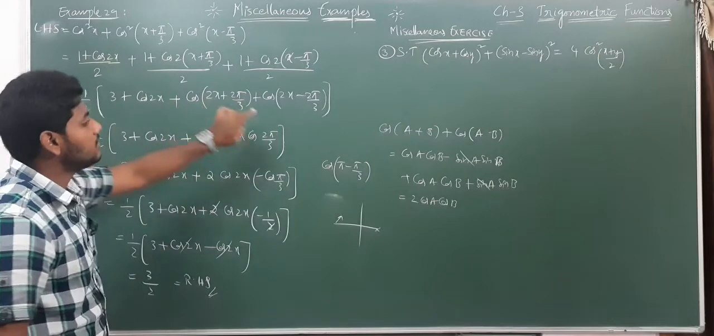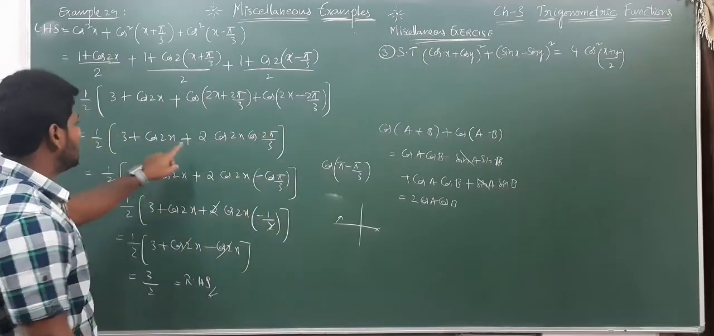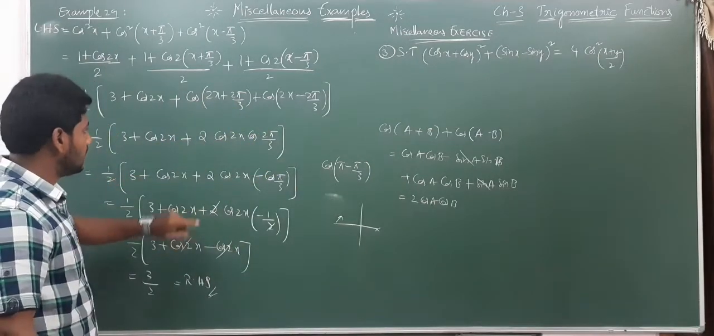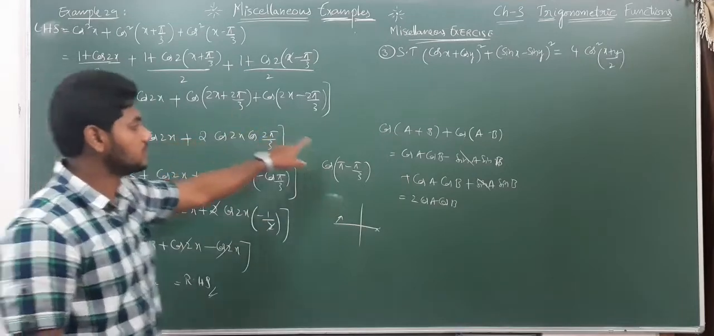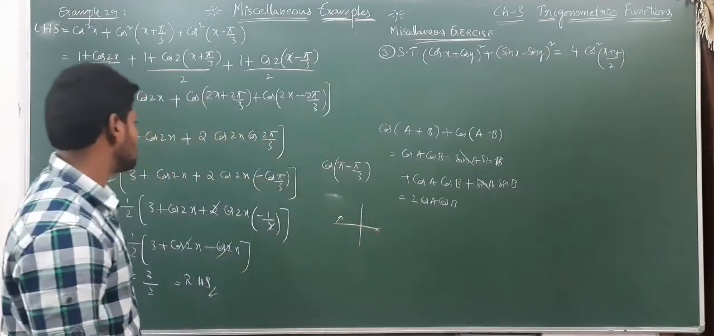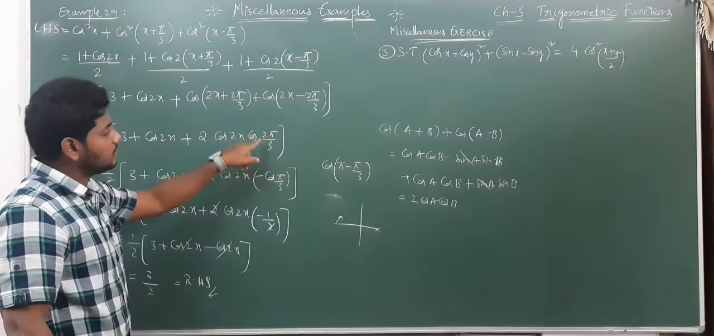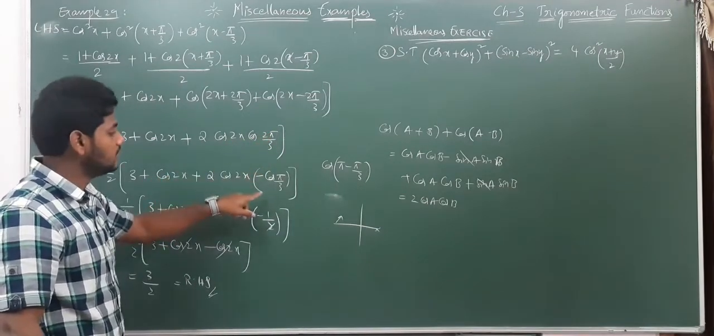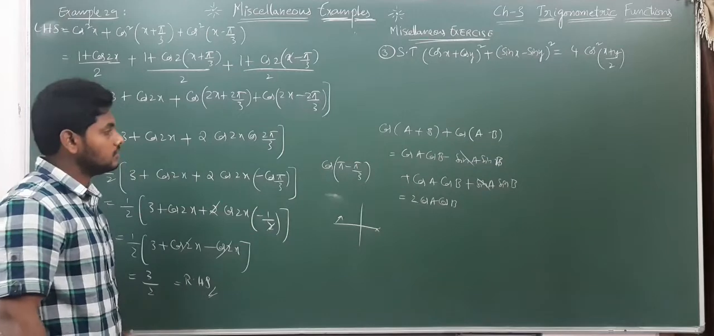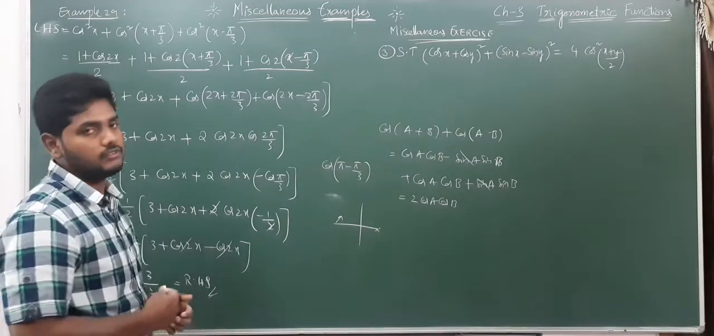Understand? Cos square x formula is (1 plus cos 2x) by 2. Again, cos (a plus b) plus cos (a minus b) formula is 2 cos a cos b. Again, cos 2 pi by 3 is nothing but cos 120 degrees. Cos 120 degrees value is minus 1 by 2. If you know the cos 120 degrees value, you can find.